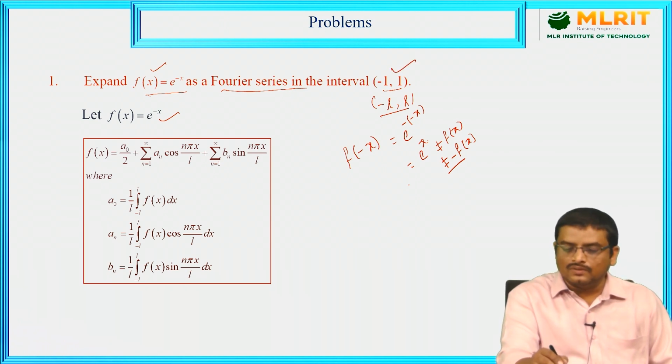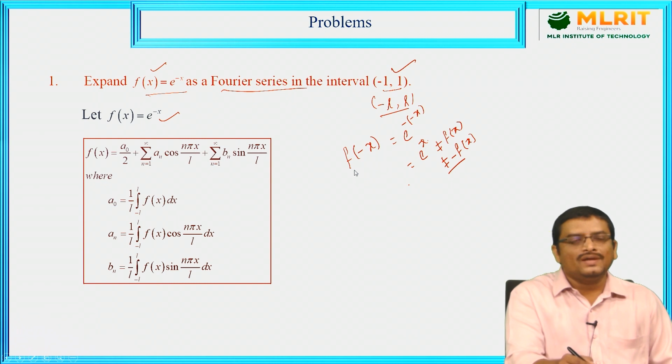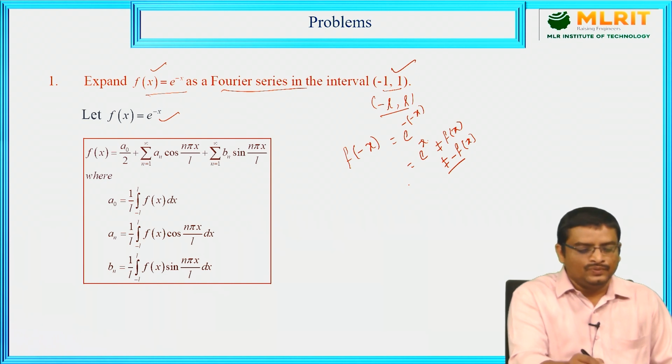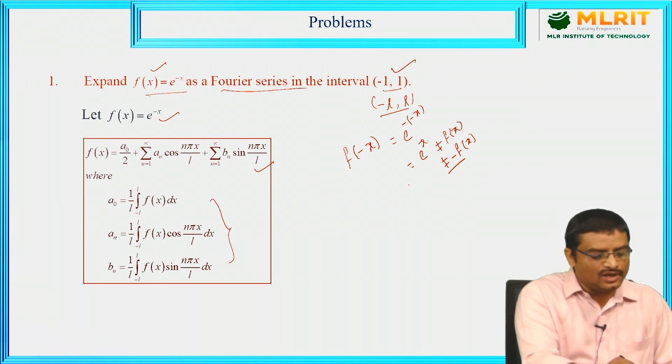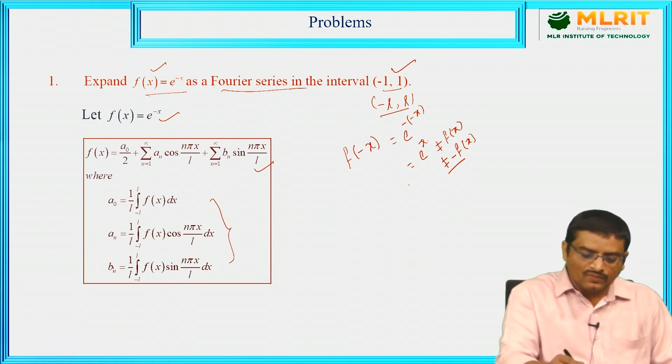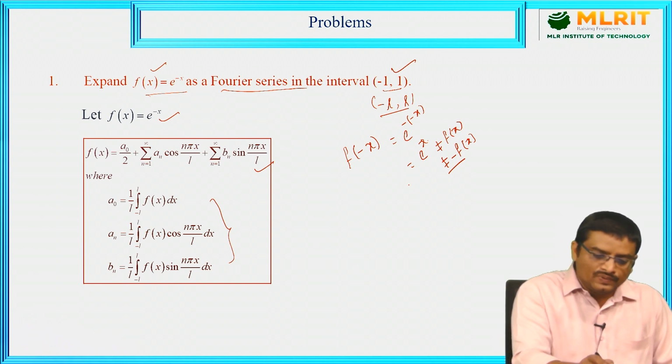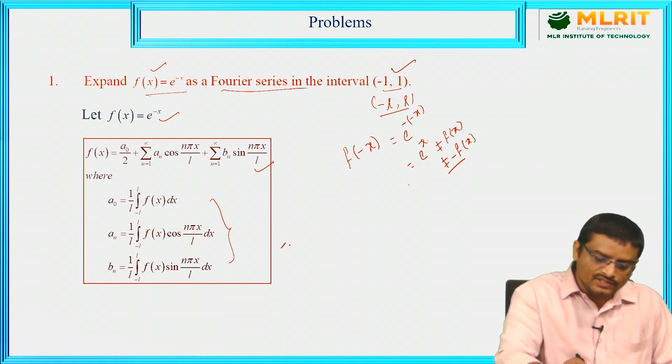Now, we have decided that the given function is neither even nor odd in the interval minus 1 comma 1. Whenever we have a neither even nor odd function, we have to find all three coefficients a0, an and bn. So, this is our standard formula to find the Fourier series, and these are the standard formulas we have to find our coefficients a0, an and bn, in the interval minus L comma L.